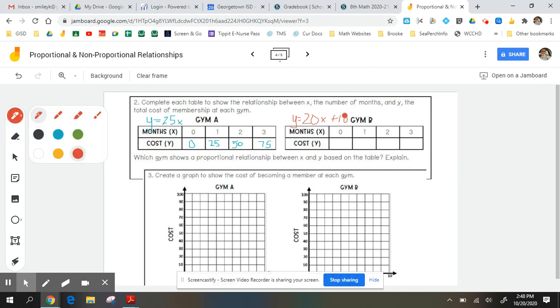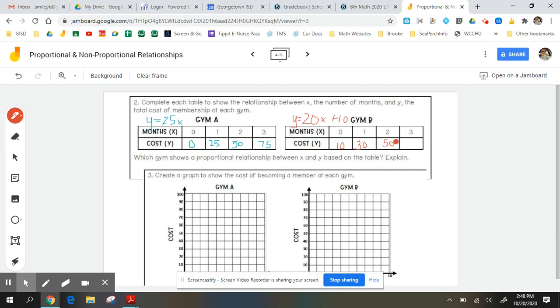Now on this one, we're going to plug in our x's still right here, but we need to remember to add our y-intercept, our 10. So 20 times 0 is 0. 0 plus 10 will give us our 10. 20 times 1 is 20. 20 plus 10 is 30. 20 times 2 is 40. 40 plus 10 is 50.